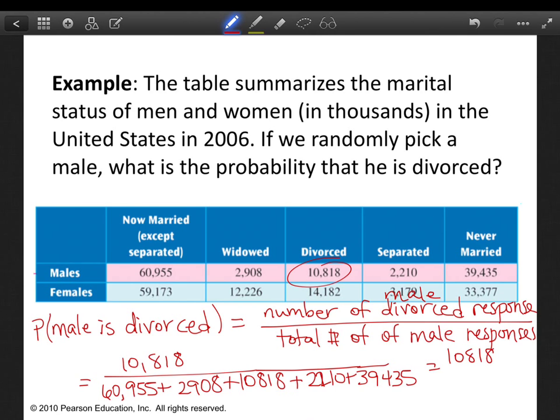10,818 over 116,326. And that gives me an answer of 0.093. So the probability that a male is divorced is 0.093.